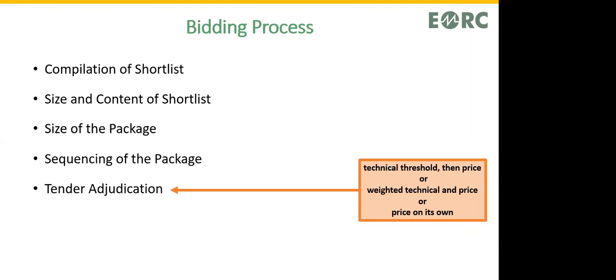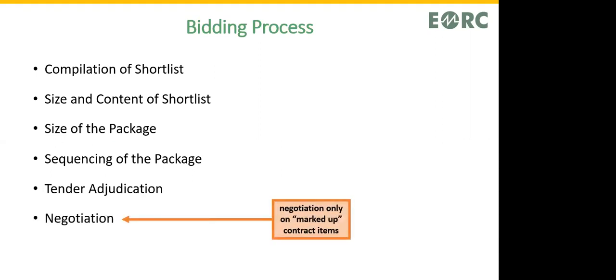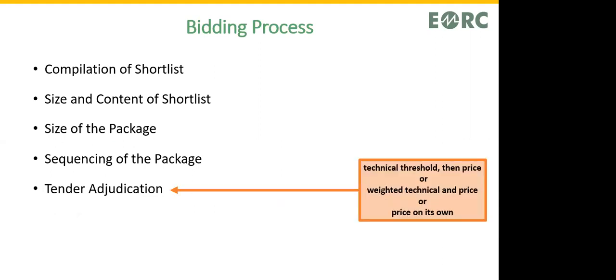Now, when you come to the bid, are you going to say there's a technical threshold and that anything that passes the technical threshold we then adjudicate on price? Or are you going to try and use some sort of point system to give a weighting to the technical marks and a weighting to the price with a minimum technical floor for the technical adjudication? And finally, negotiation.